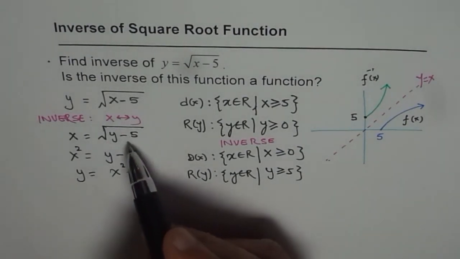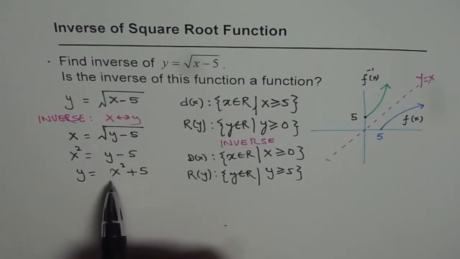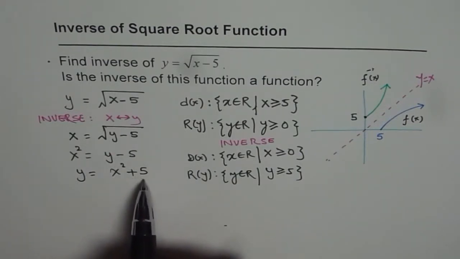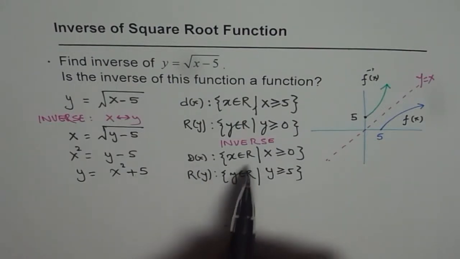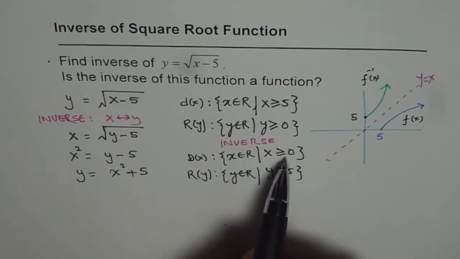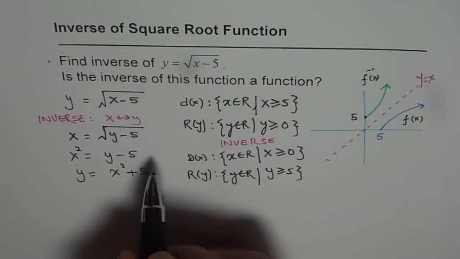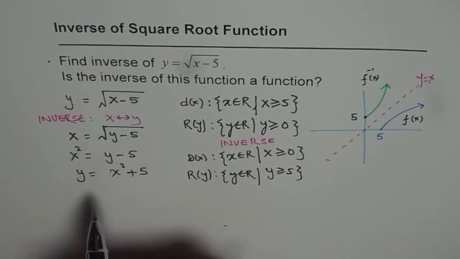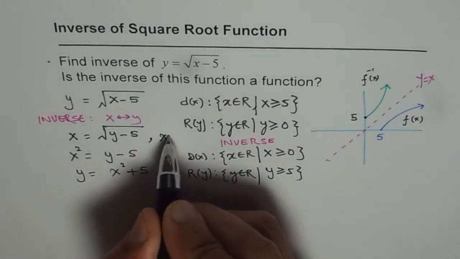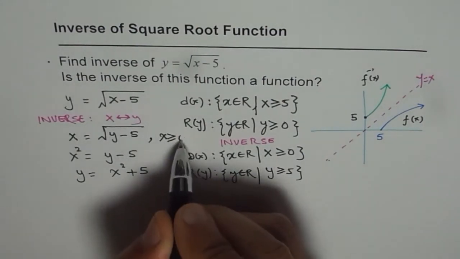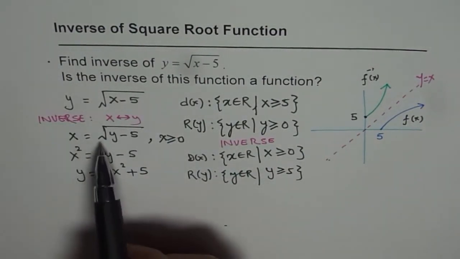Now, if you do only this part, you'll end up writing y equals x squared plus 5. Remember, x squared is a parabola which really does not have any restriction in its domain. But the inverse function, as you saw here, is restricted. Its domain should be greater than or equal to 0. That is very important. And therefore, when we do this part and we switch, we should write in the very beginning that here x is greater than or equal to 0. X cannot be negative in this part.